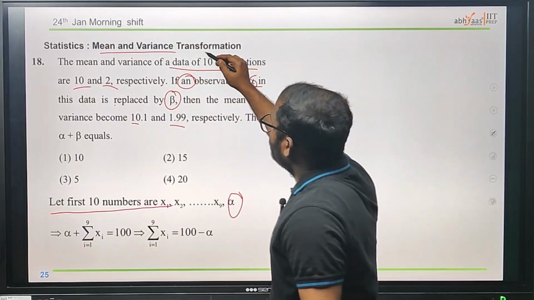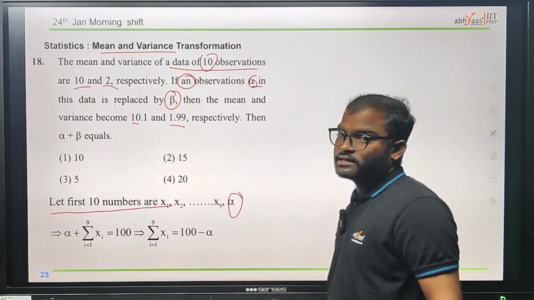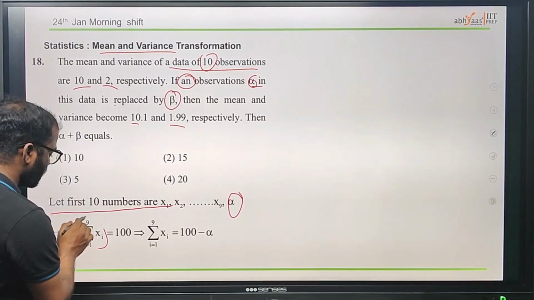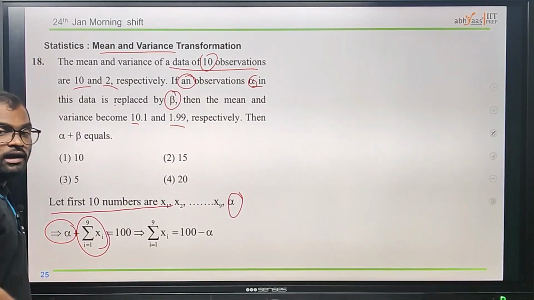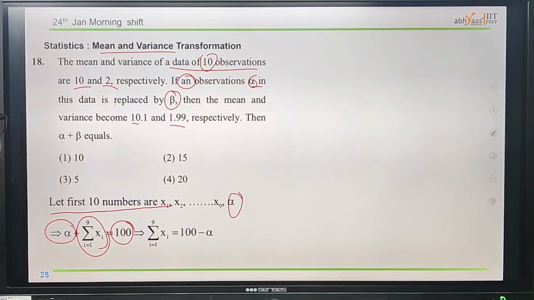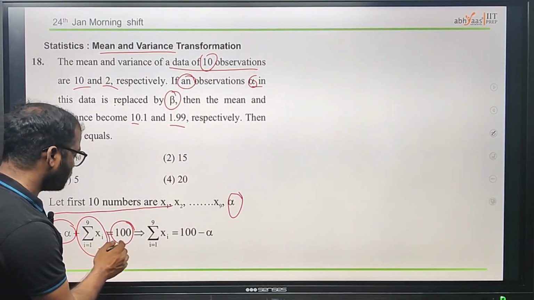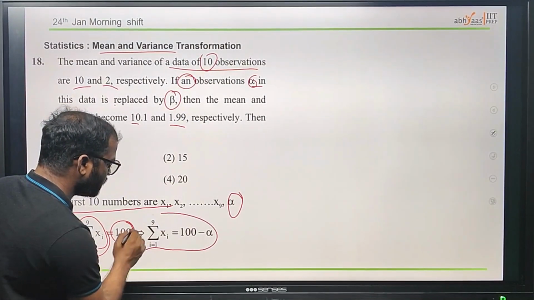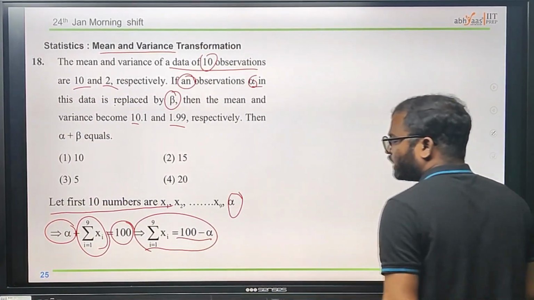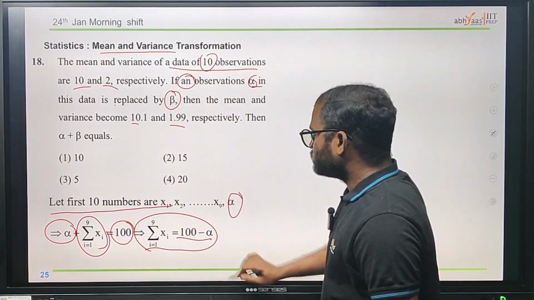Since we need to check, the 10th observation is taken as alpha. Next, we have taken the summation of 9 observations, and separately alpha is the other observation, which is equal to 100. Therefore this can be written as 100 minus alpha. Now we got the summation of xi is equal to 10 times (100 minus alpha).